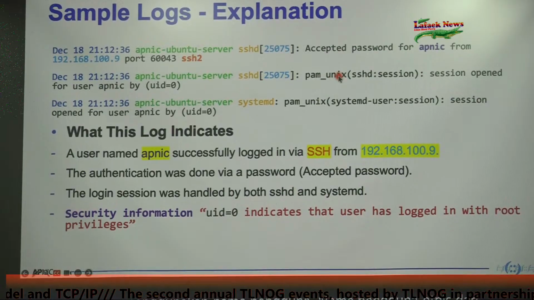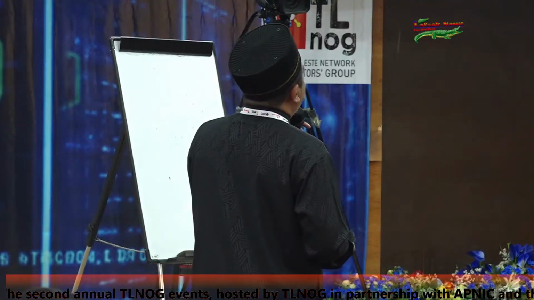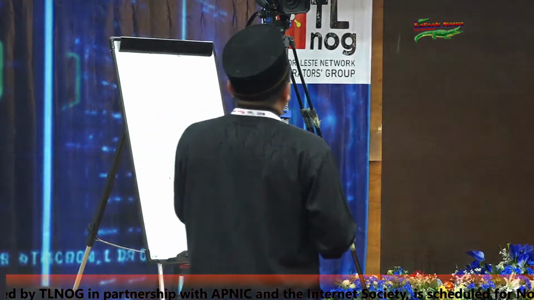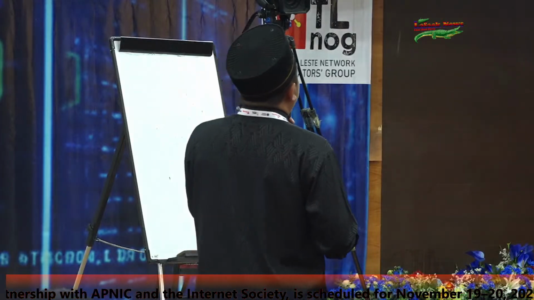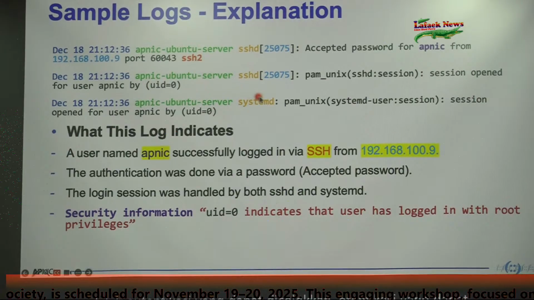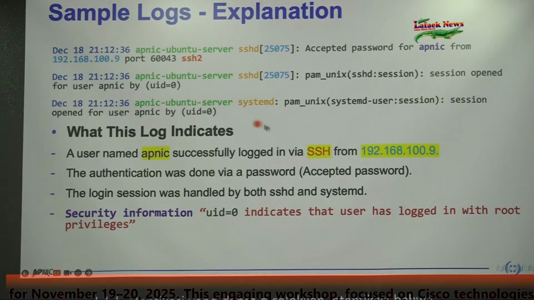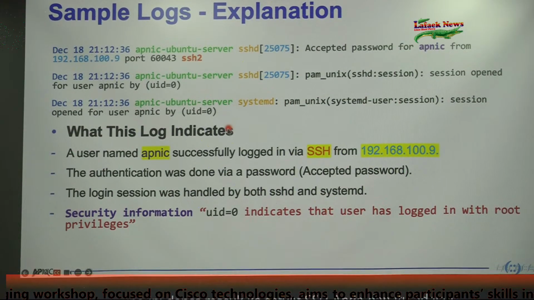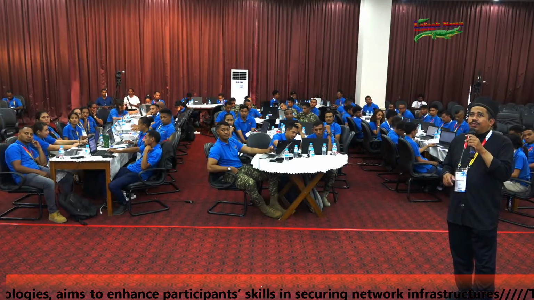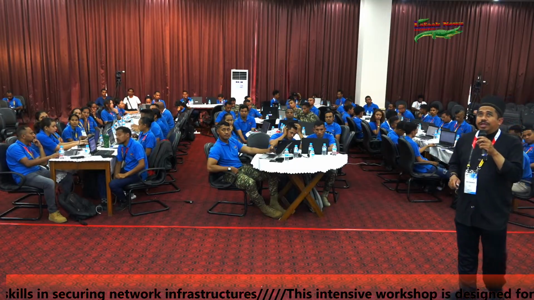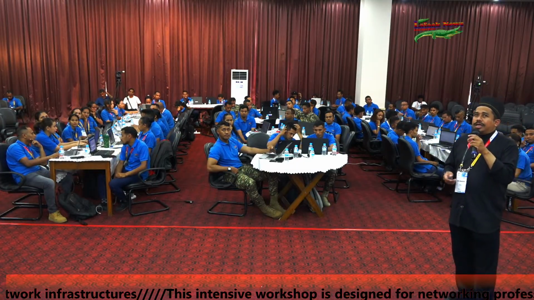Port number. This is the process of SSH2. And also you see this is PAM Unix. PAM is actually a pluggable authentication module, and it tells you that this user can log in to the server using SSH. It also tells you that systemd, the system of the Ubuntu, says this user just logged in with root privilege. So this is what happened.